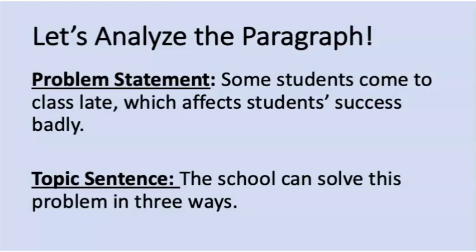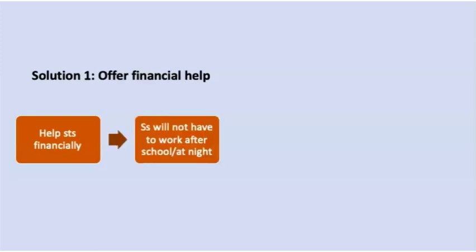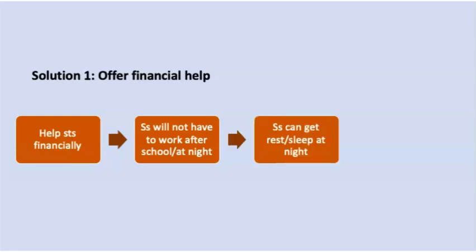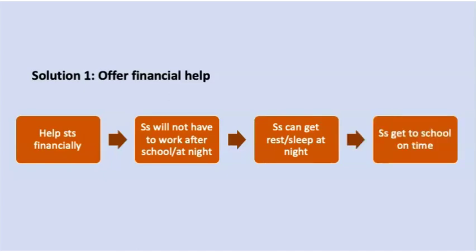The cause and effect chain. The first solution is offering financial help. First of all, the school helps the students financially, and then, as a second step, students will not have to work after school. Students can get rest at night, and the desired effect is students get to school on time. Now let's look at the second cause-effect chain.